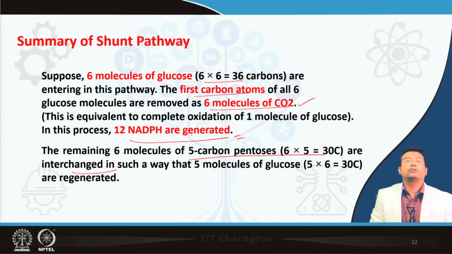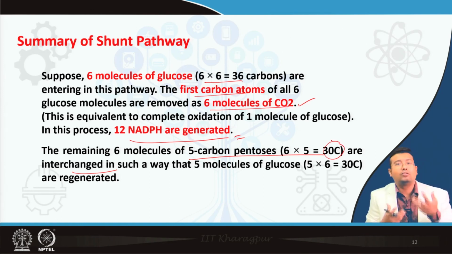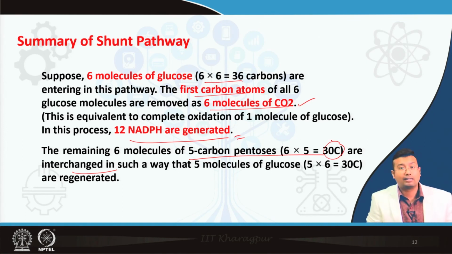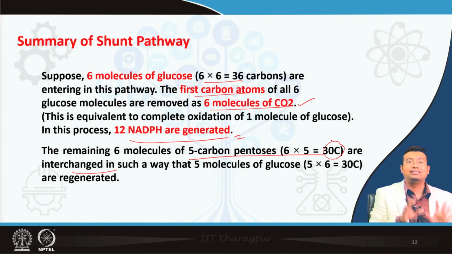So considering 6 molecules, 6 molecules are lost as CO2, 6 pentoses are formed, and if they are not utilized in formation of DNA and RNA, they will be readjusted in such a way, 6 pentoses, because 30 carbons, that ultimately 5 molecules of glucose 6-phosphate are regenerated. So if we look at the bigger picture, then you will be able to understand that 6 molecules went in, 5 molecules came out, and it is as if one entire molecule of glucose has been burnt out to form carbon dioxide, okay, and 12 NADPH have been generated, but this is actually not the case.